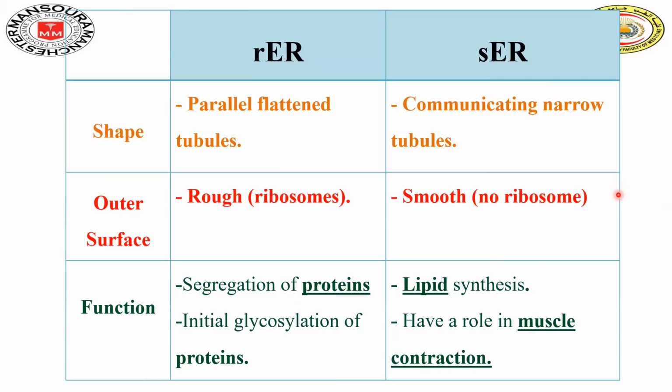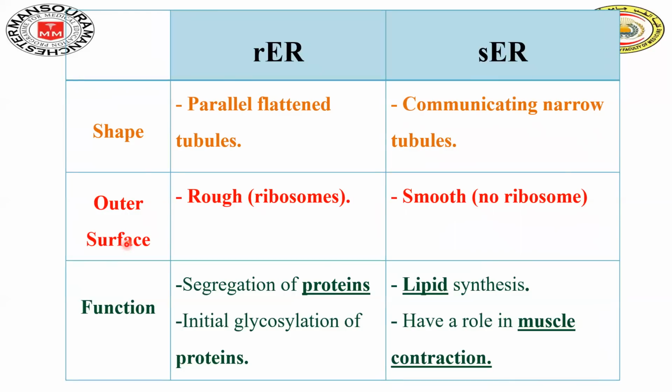In this table, we summarize the difference between the two types. Regarding the rough endoplasmic reticulum, by electron microscope, it appears as parallel, flattened tubules. Regarding the smooth type, it is communicating narrow tubules. Communicating means they are branching and getting connected again, branching and connected again to form a network. So here is the difference in shape between the rough and smooth types.